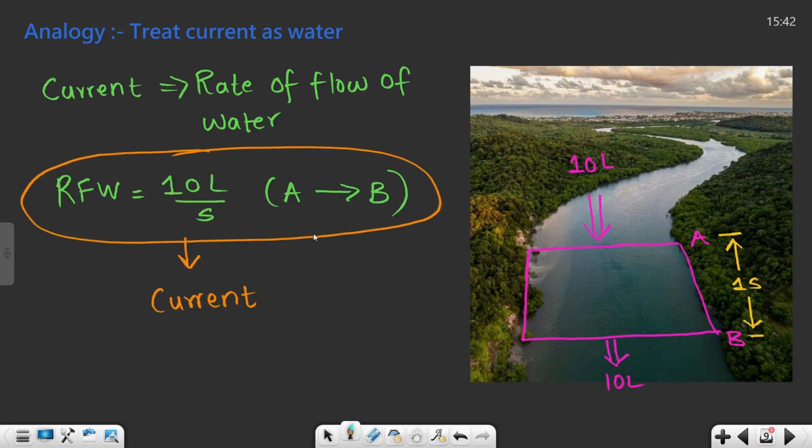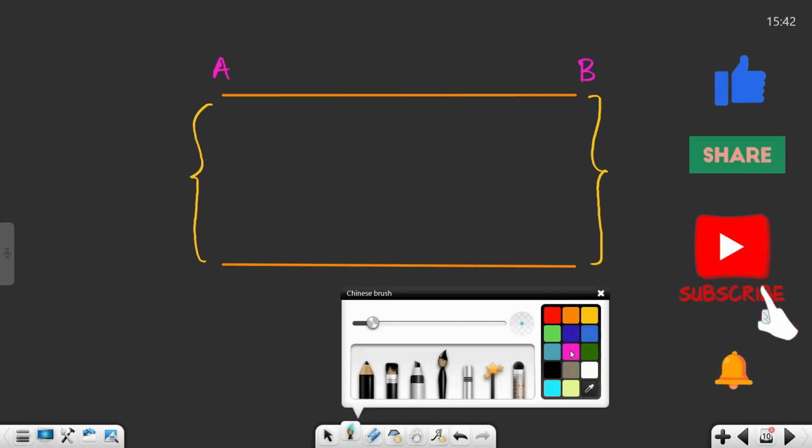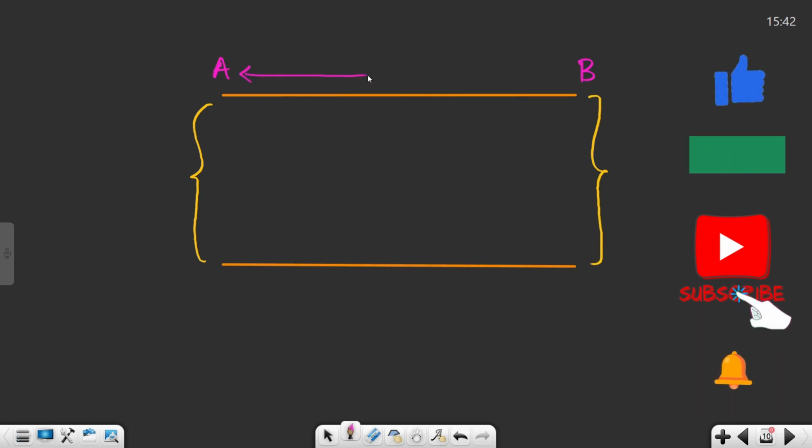Again I'll repeat what we saw. We took the area of the river from point A to point B. We saw that 10 liters of water comes toward point A and after 1 second it leaves, so the rate of flow of water is 10 liters per second. This entire scenario is nothing but a current. Let me show it to you here. Let's assume this is my river, this is my point A to B, and from point A to point B the river takes time T seconds.